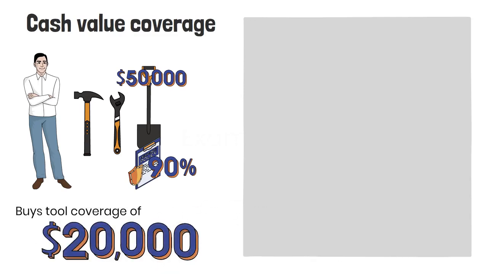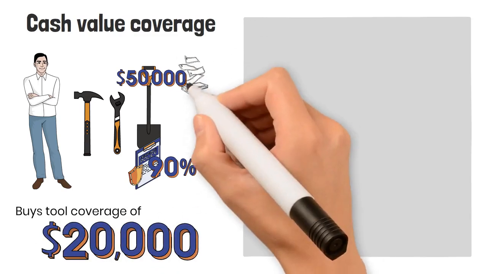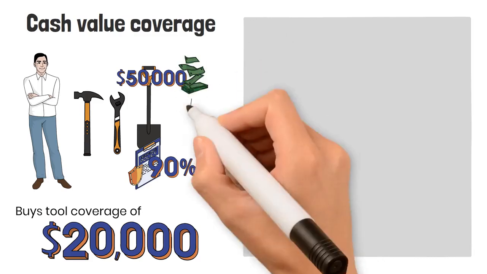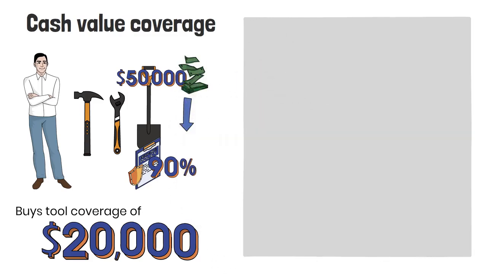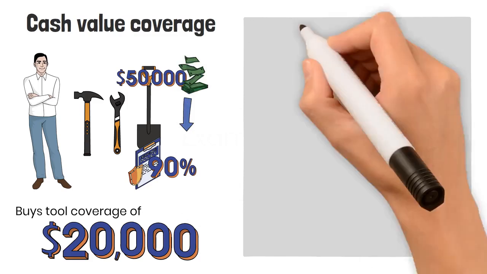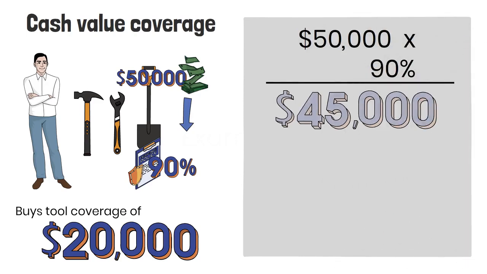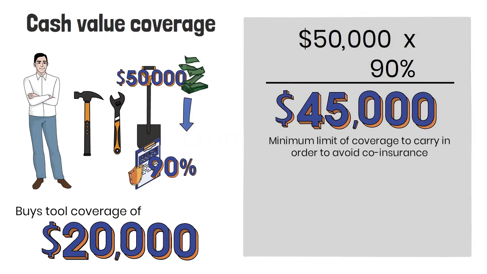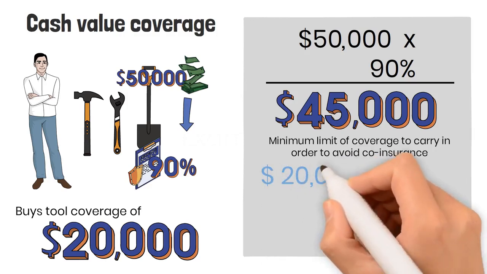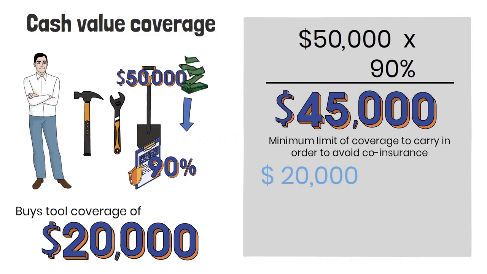Let's begin our coinsurance calculation. $50,000 worth of tools must be insured to at least 90%. To get the minimum required limit, you would take $50,000 times 90% for a total of $45,000. $45,000 is the minimum limit of coverage to carry in order to avoid coinsurance. Our contractor is only carrying $20,000 of coverage, but should have been insured at least $45,000.